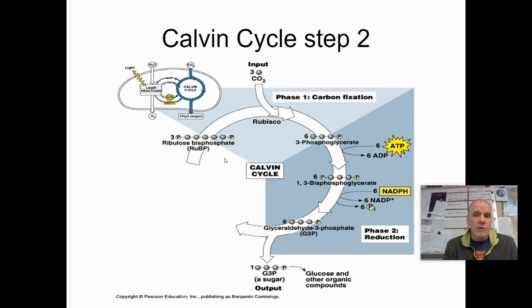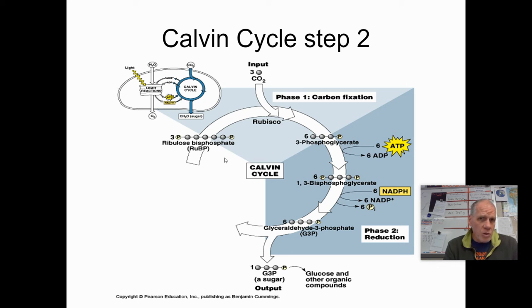Stage two, or phase two, is going to be reduction. Here is where we are going to use the electrons of NADPH to reduce phosphoglycerate into glyceraldehyde 3-phosphate, okay, G3P, which is a sugar, even though it doesn't end in OSE. Okay, I know that, but it is a sugar. Okay, so we're producing a sugar in that output.